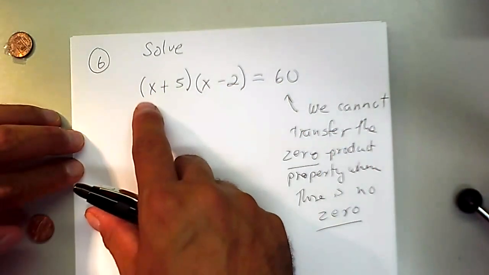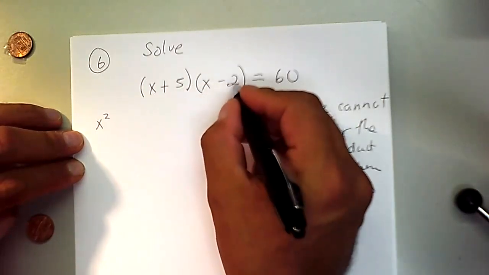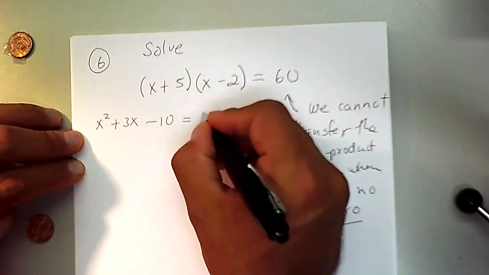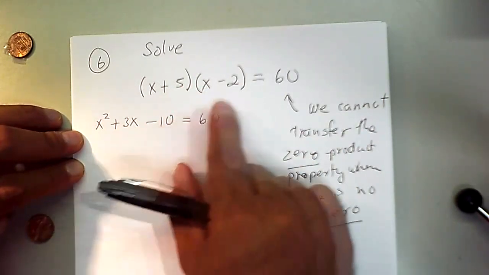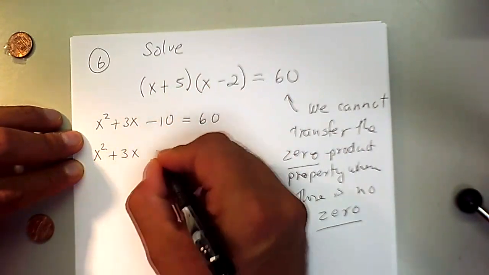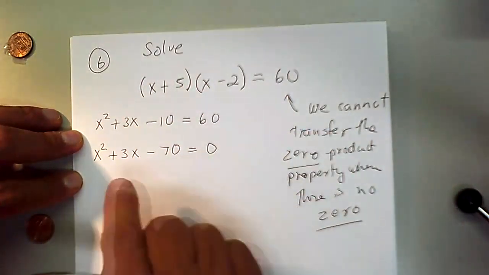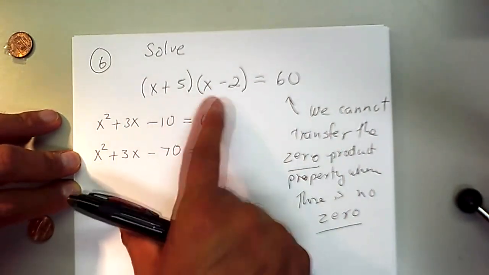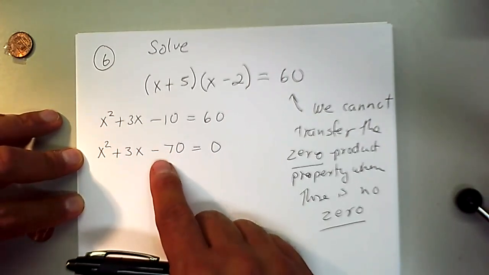Anyway, so multiply this out. X squared plus 5x minus 2x is 3x. And then minus 10 still equal to 60. So we FOILed from here to here. Then move the 60 over because we want to have 0 on one side of the equation. X squared plus 3x minus 70 equal to 0. And then let's try to factor this back. But it's not going to factor as 5 minus 2, which gives us 3. What I'm thinking is that it's going to factor into 10 minus 7.